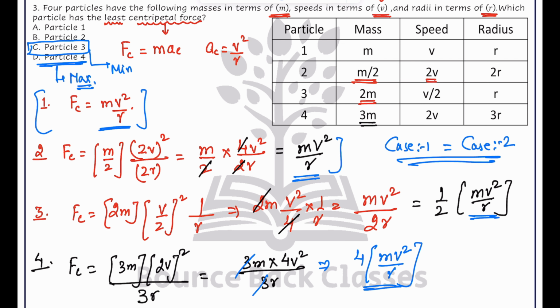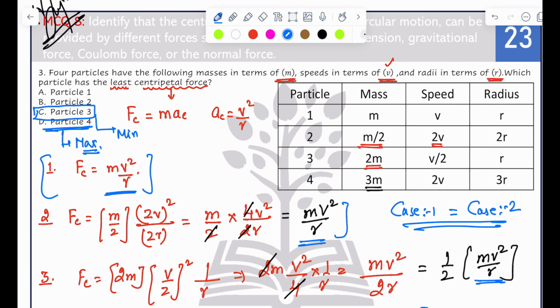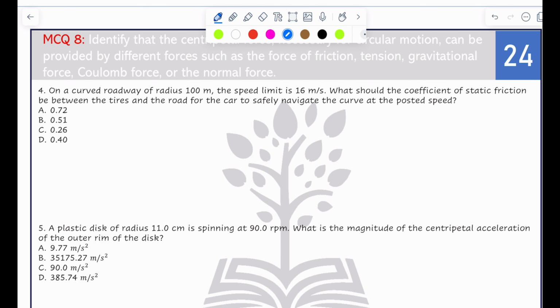Clear, guys? Fine? Okay, you have to practice this type of question at least 2 to 3 times, because you will definitely get this type of question in the exam. Mark my words. If the same type of question comes in the exam, don't think that the teacher hasn't told me. So practice this question. Now move to the next question.